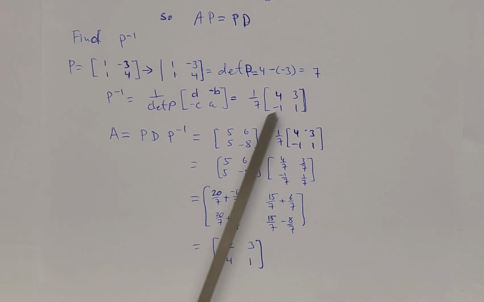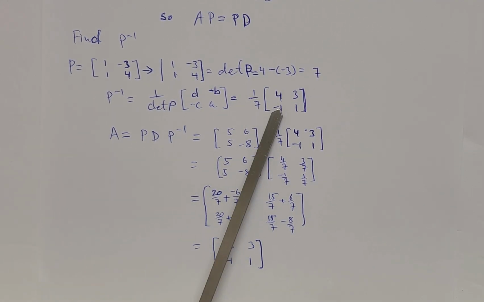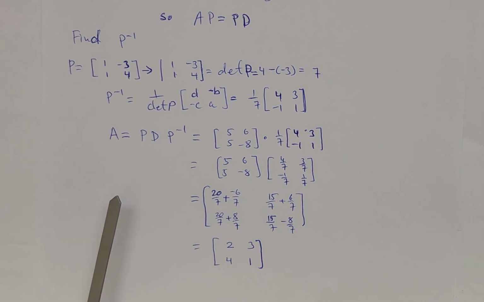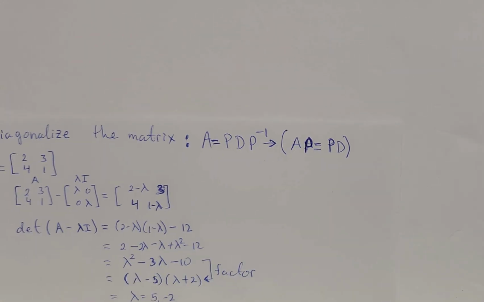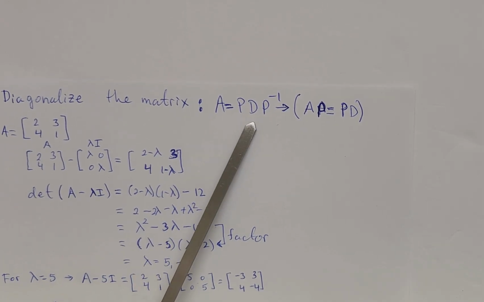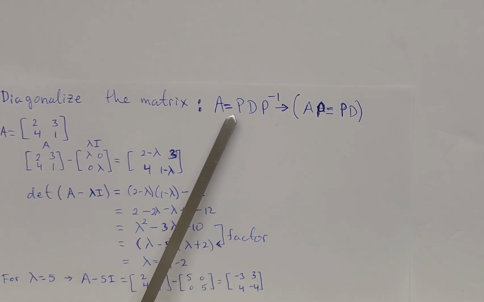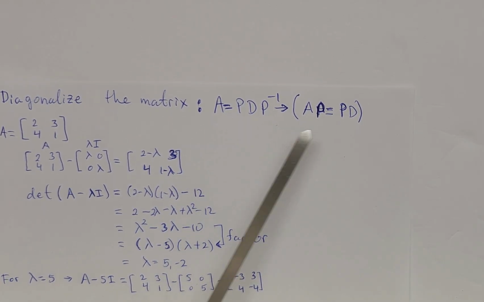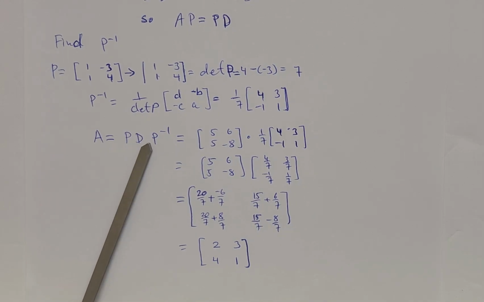So this is our inverse matrix of P. One more time, this is the inverse matrix of P. Now we want to check: is A equal to P D P inverse? That's what we have at the top right here. A equals P times D times P inverse. These two should be the same, just rewritten in a different order. So we check: is A equal to PD times P inverse?